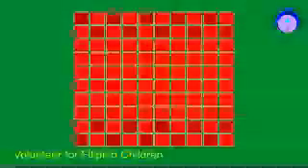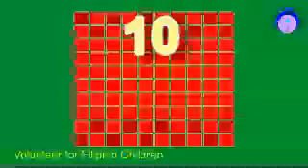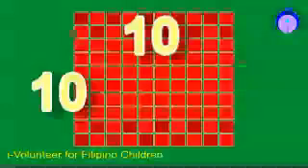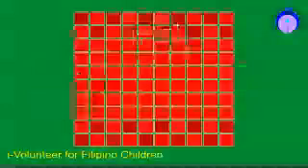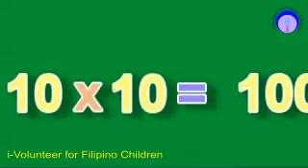What is your technique in finding the number of red blocks? Are you going to count them individually? Of course not. What we could do is to get the number of columns, which is 10, and the number of rows, which is 10 also. So multiply them. 10 times 10 is equal to 100.